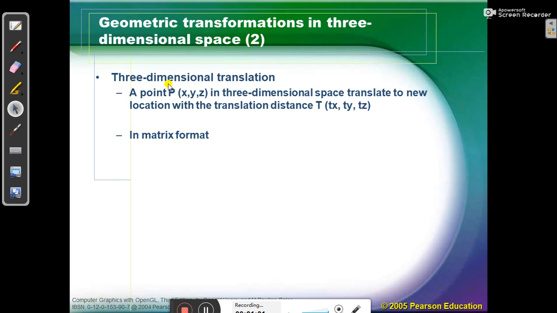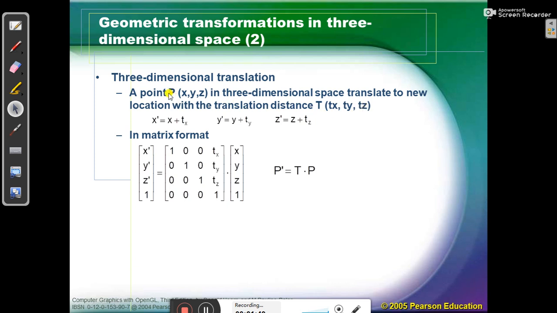Suppose you want to do a transformation in three-dimensional space. Suppose you have the point P, (x, y, z), and you need to translate it to a new location with the translation distance tx, ty, tz. Then x dash will be the new point value, x plus tx, the old point value with the translation factor in the x direction. y dash is y plus ty, and z dash equals z plus tz.